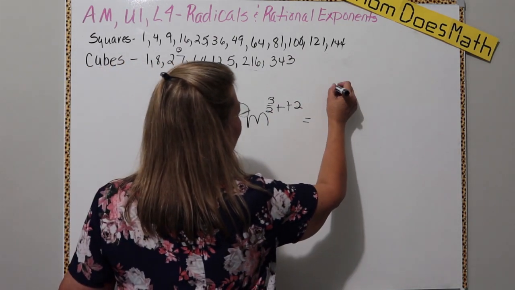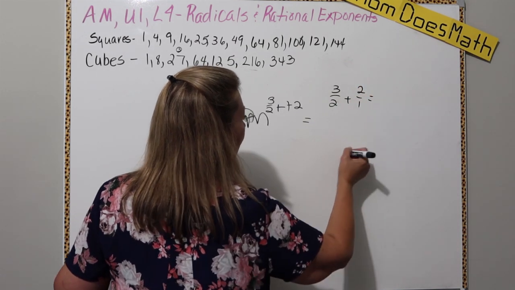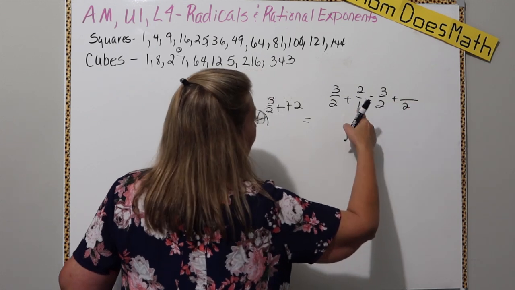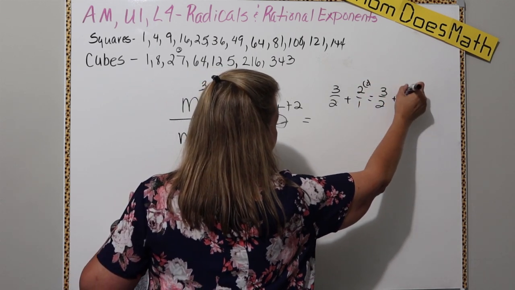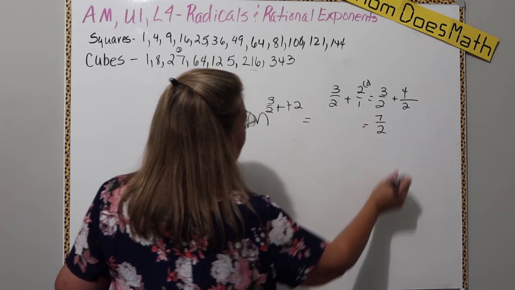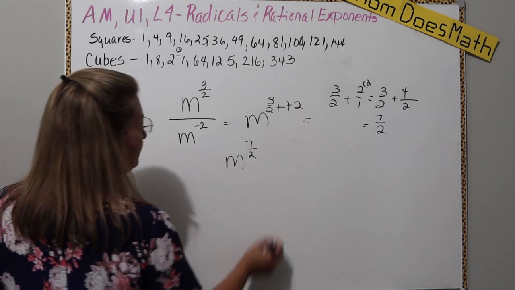Now, what is 3/2 plus 2? Put your 2 over 1. You need common denominators, which would be 2. If I multiply this times 2 to get this, I've got to multiply the top times 2. So I get 4. So this is going to be 7/2. So now I have m to the 7/2.